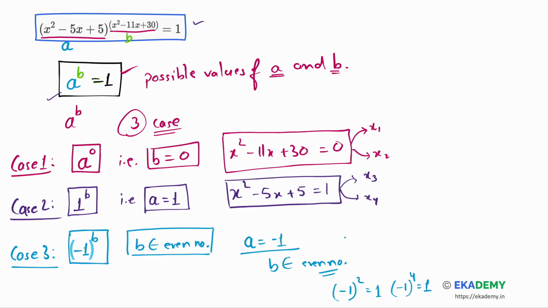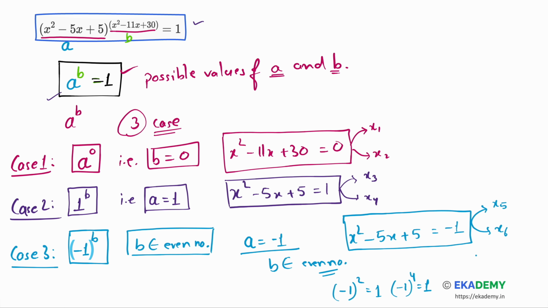So, that means x square minus 5x plus 5 equals -1 will give again a maximum of 2 real solutions. Let us call them x5 and x6. However, these solutions have some restrictions. When we put these values in b, this whole thing should be an even number. So, let us say b is what? This is x square minus 11x plus 30.